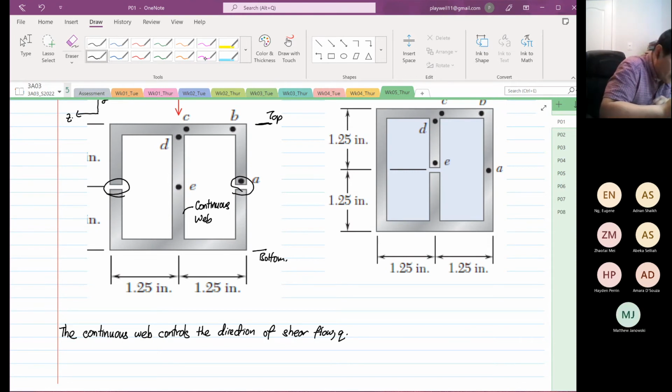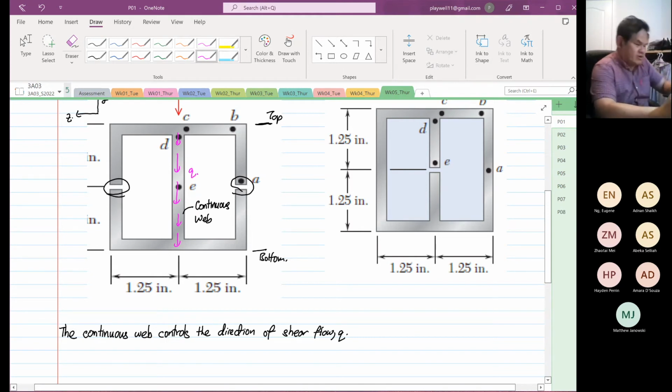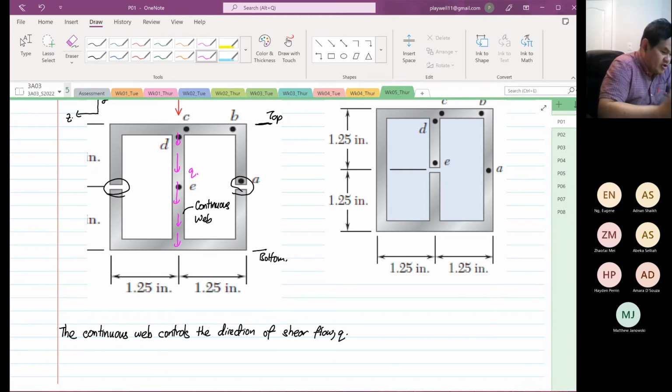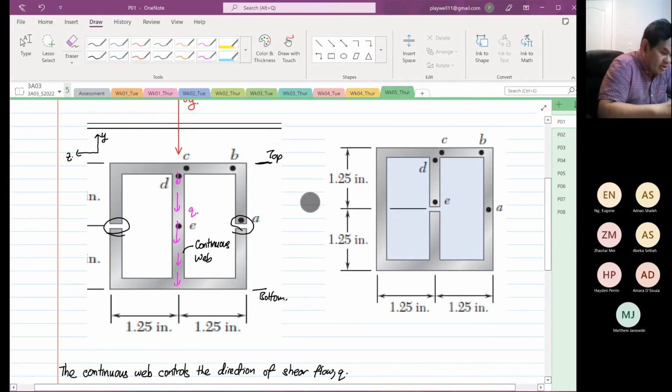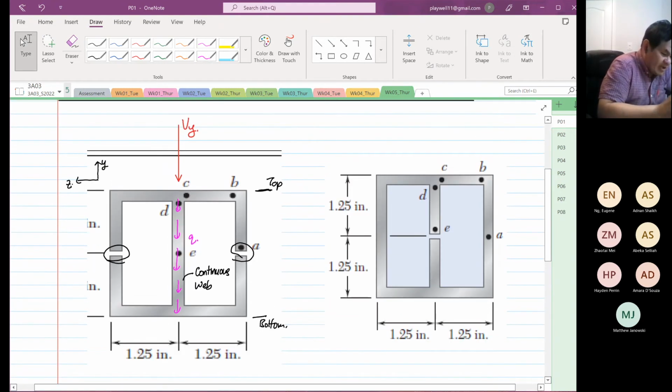So I'm going to design our Q now. This is how our Q is moving, or the design of our Q. This is how we start the design. So that is how Q is going to flow. This is what is controlling the flow. It will start from top to bottom because Vy is flowing downwards.